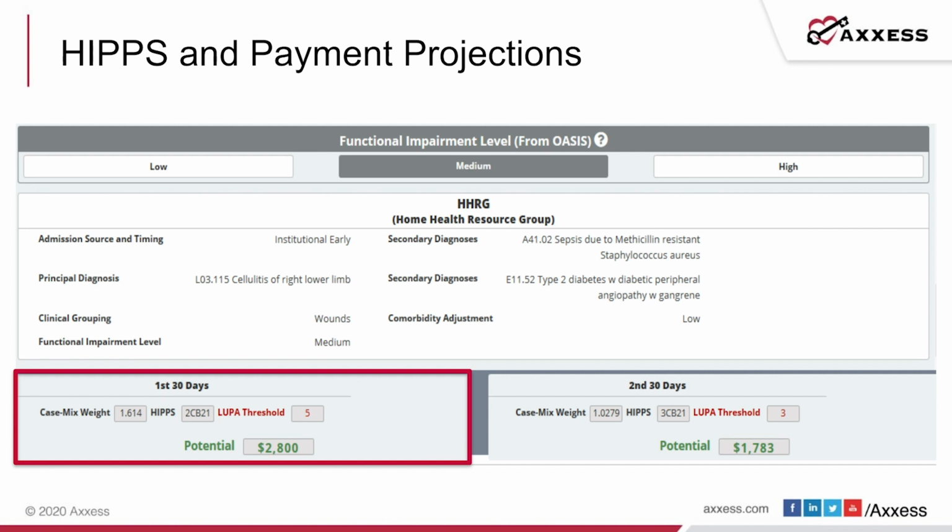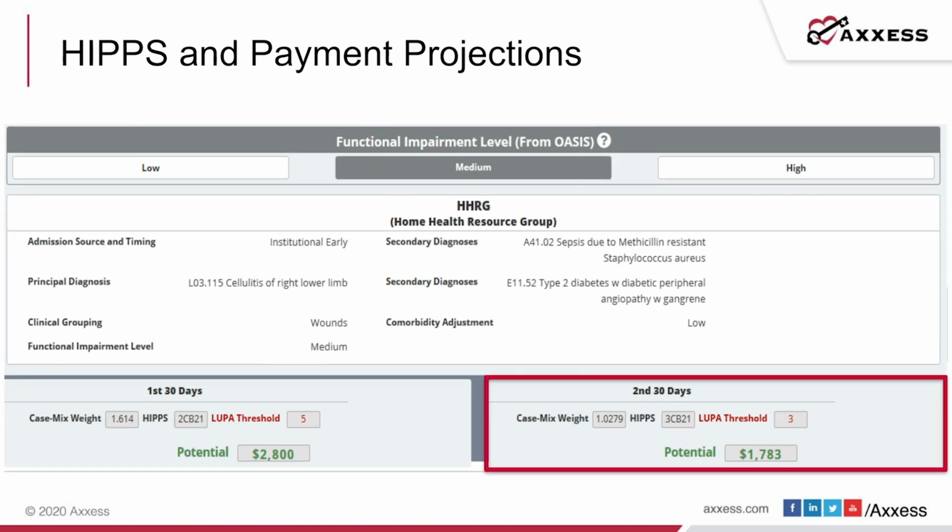Now let's look at our HIPPS score and our payment projections. We did our OASIS and completed it in the system, and we saw that the functional impairment level is medium from our OASIS data. And so now we're able to look at our home health resource grouping, our HHRG score, which is institutional early. We got the cellulitis primary. It's a wound category, medium functional. We've got a couple secondaries here, and we see it's a low comorbidity adjustment. For the first 30 days, we see our case mix weight is 1.614 with a HIPPS of 2CB21, and we are now able to see with all that information what the LUPA threshold is. For this particular first 30-day period, the LUPA threshold is 5, which means if I get 5 visits or more, my potential income is about $2,800.